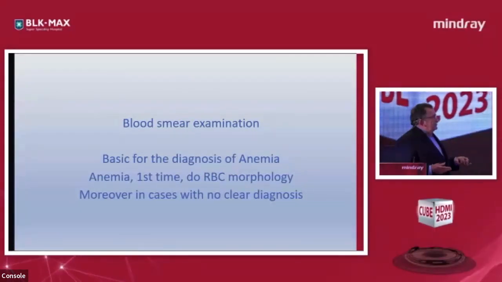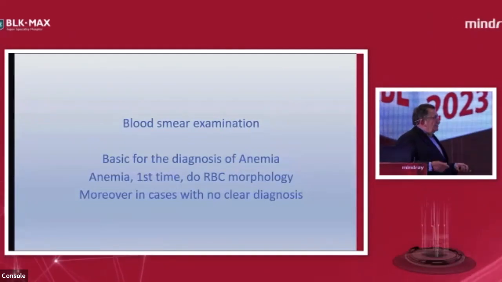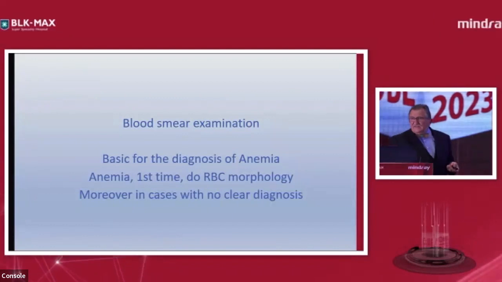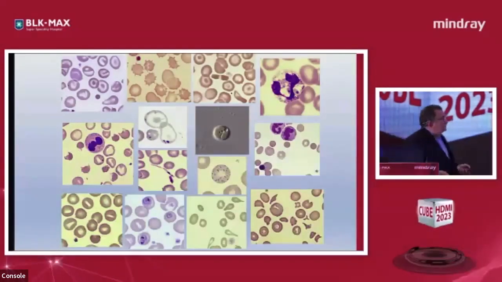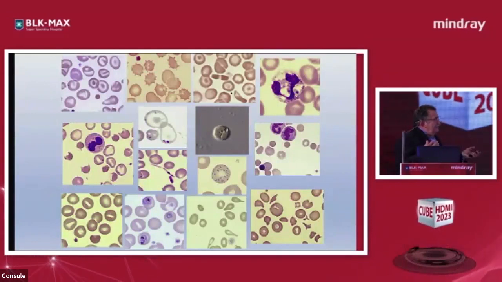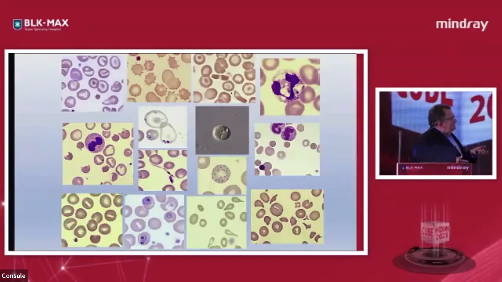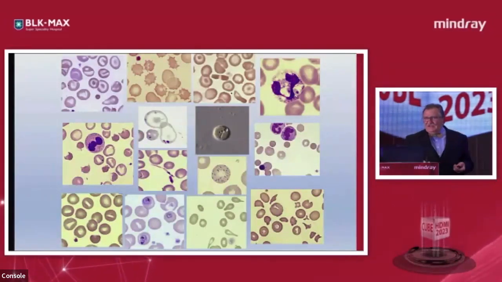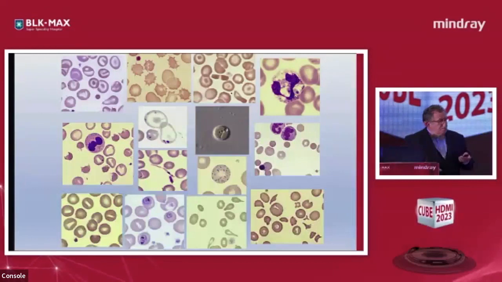And the basic diagnosis for anemia, the first thing you have to do is a red blood cell morphology, moreover in cases with no clear diagnosis. And of course, when you see some of these and you recognize them, you have the diagnosis. Why investigate more? You have the reason for the anemia, and that is mandatory to do.